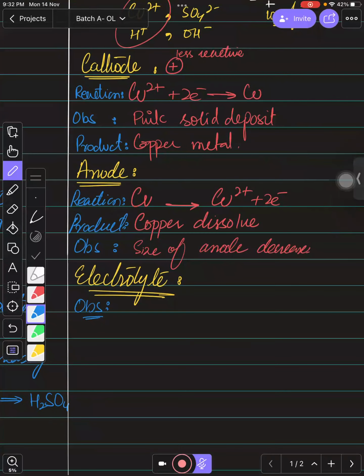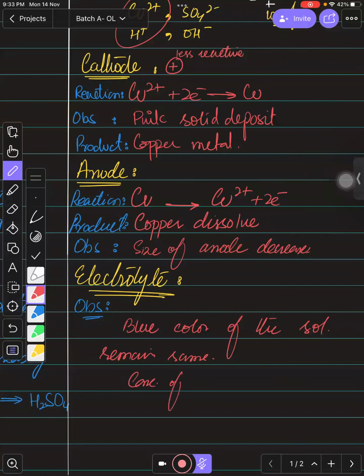So the observation will remain: you can say that the blue color of the solution will remain the same. And if someone asks you the reason, you can say that the concentration of copper ions remains the same. The concentration of copper ions is not changing, which is why nothing happens to the color. Is that right, children?